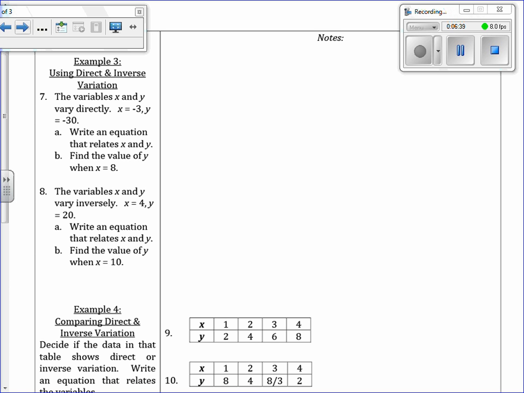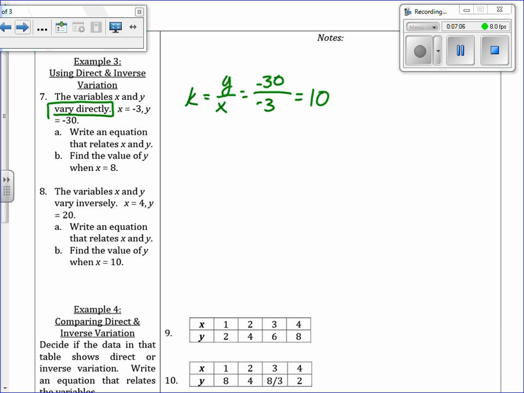Okay, so for this first one it says it varies directly. So what I'm going to say is k equals y divided by x, and so that's going to be negative 30 divided by negative 3, which gives us positive 10.